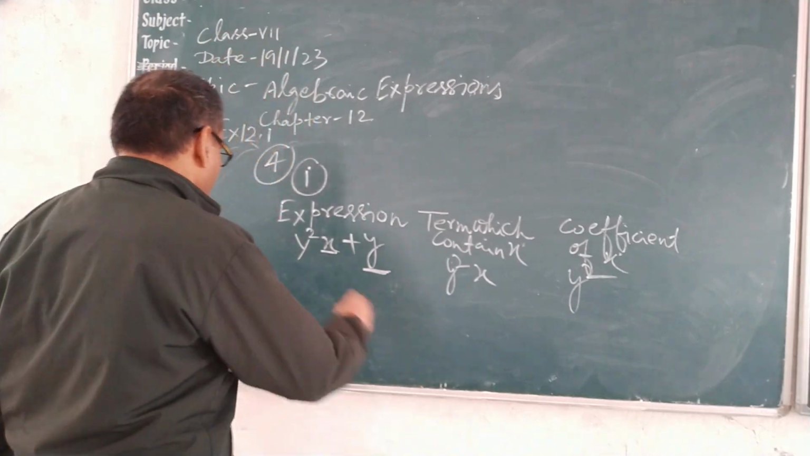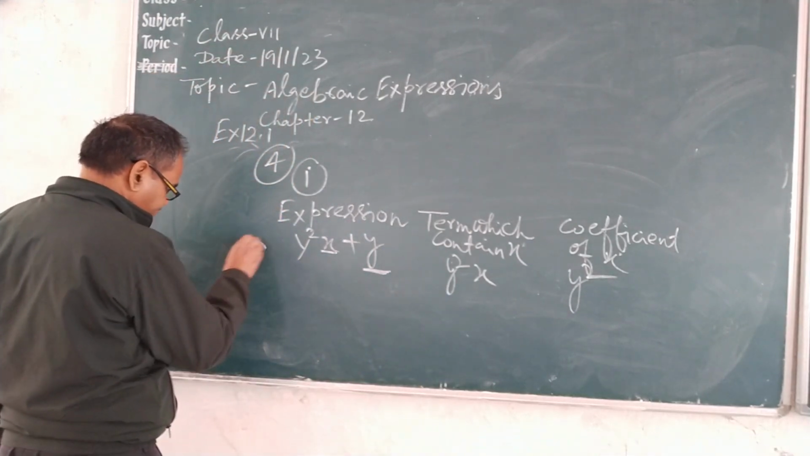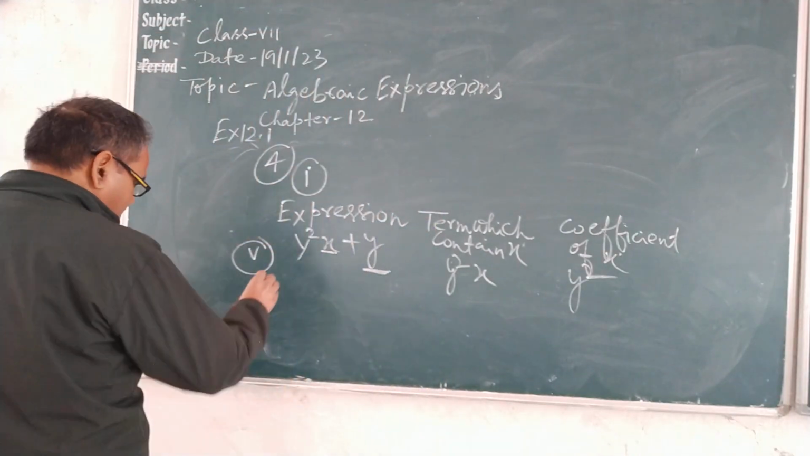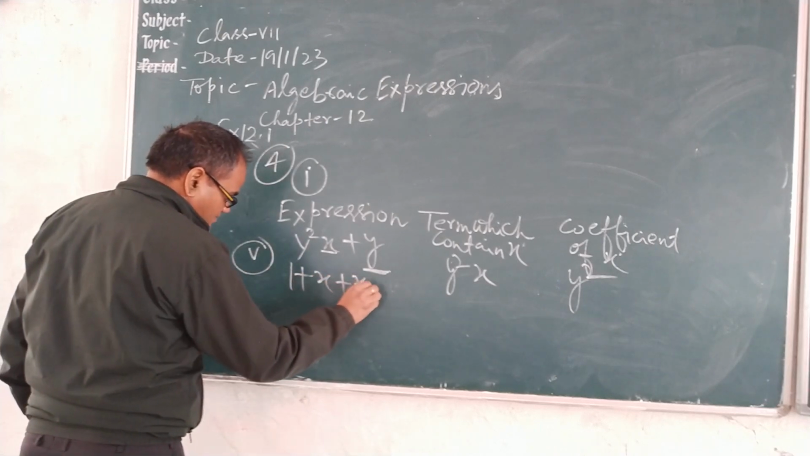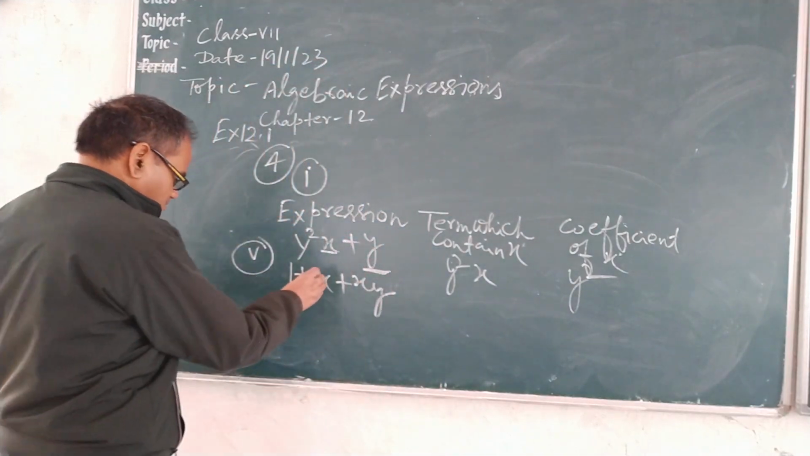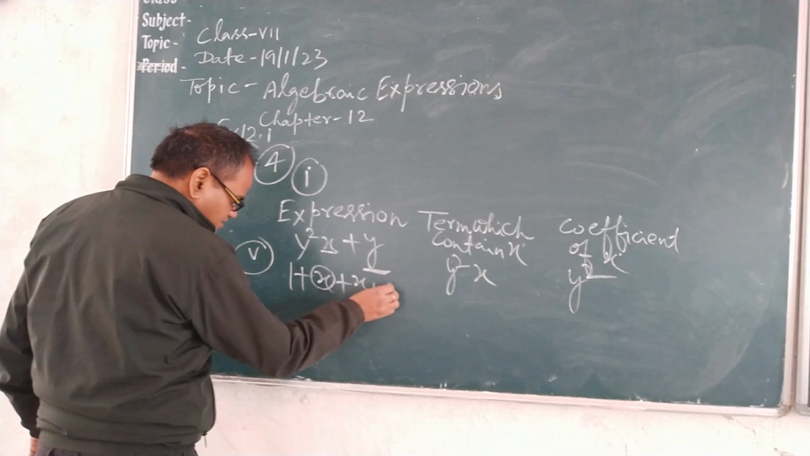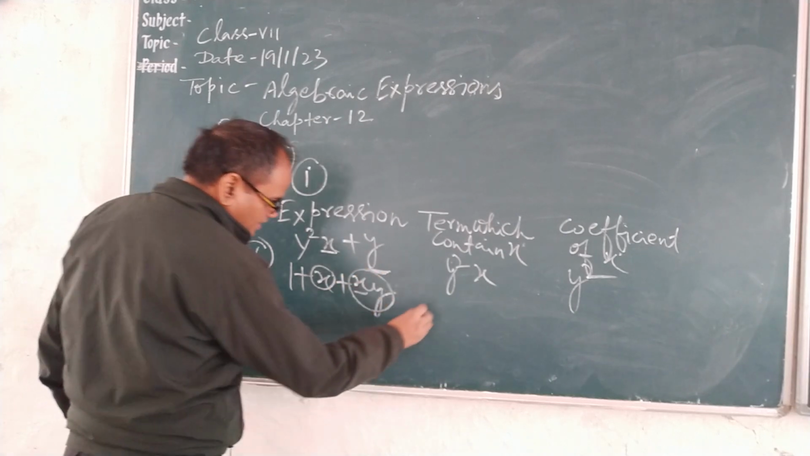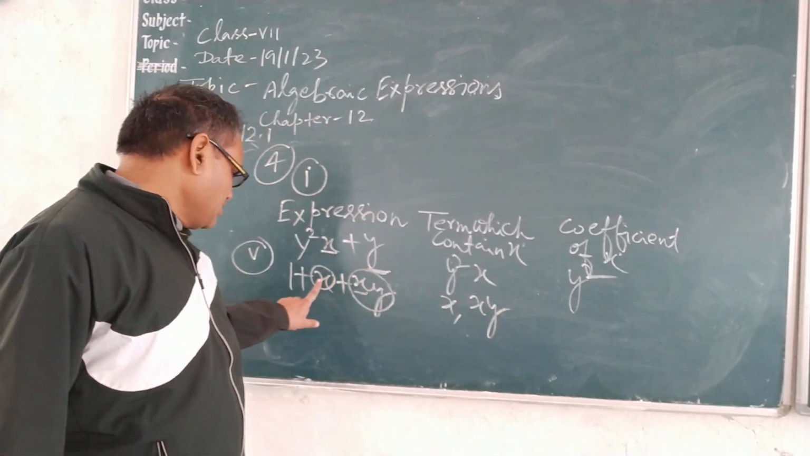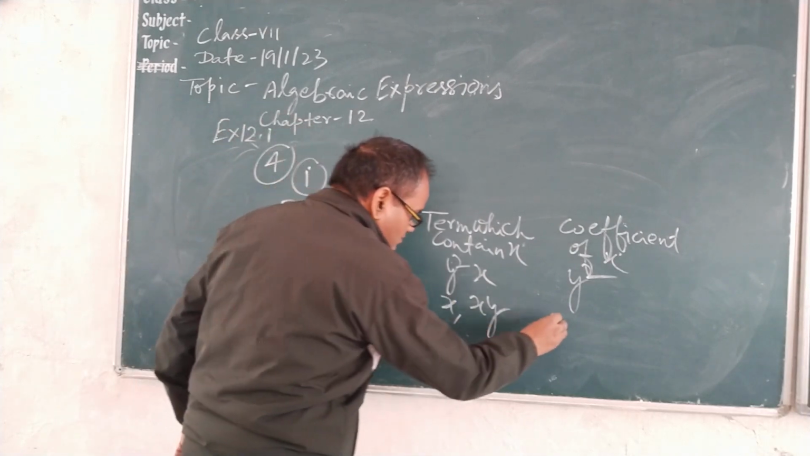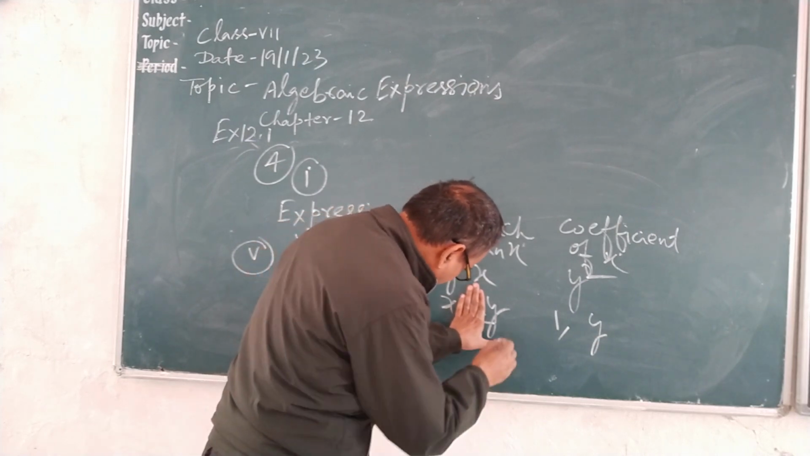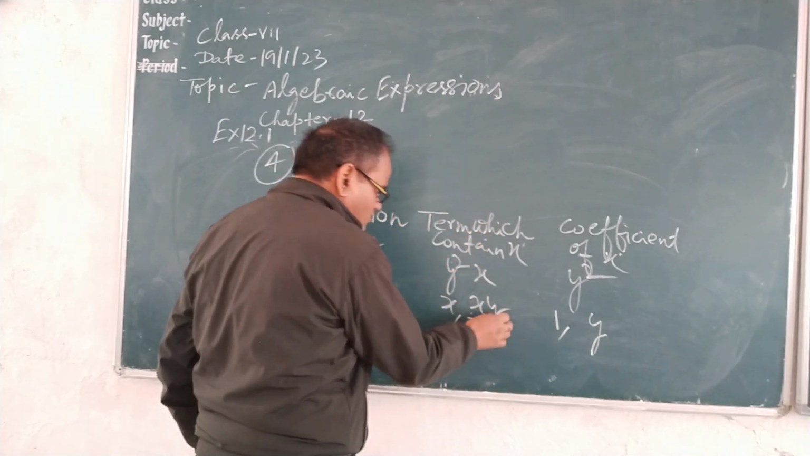Fifth question. Look here. This is the fifth one. What is your expression? 1 plus x plus xy. Now, terms which contain x only. Now look here. This contains x and this also contains x. So it means x, comma, xy. Now what is the coefficient of x? Coefficient of x is 1. And what is the coefficient of x here? Y. Because if you keep your hand like this, then what is written here? Y. So the coefficient of x is y.